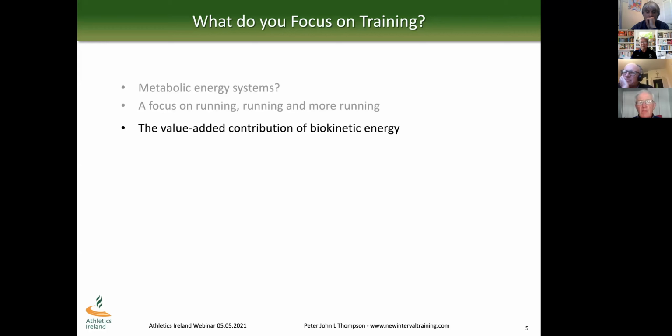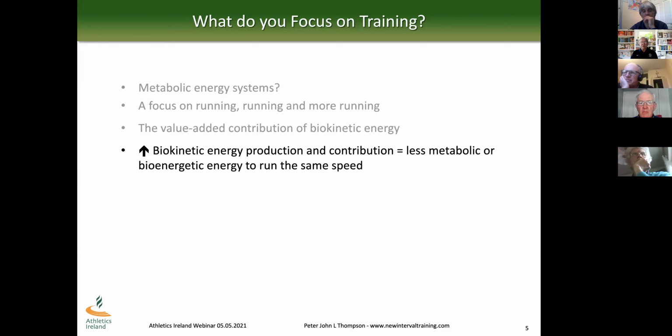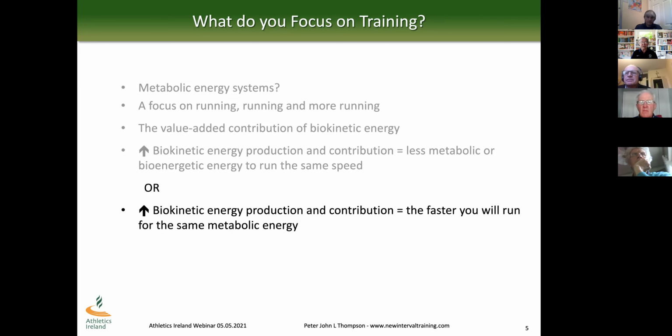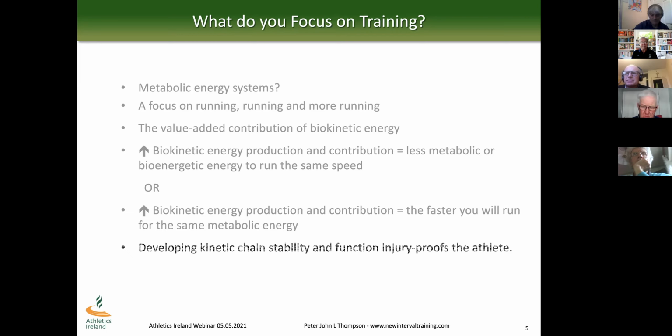So biokinetic energy has this ability, because it adds to metabolic energy, it's separate from but adds to. If we increase the amount of energy coming from biokinetics, then we need less metabolic energy for that same speed. Or the performance benefit is, for the same metabolic energy, if we increase biokinetic energy production, that adds to the metabolic energy, and the faster you'll be able to run for the same metabolic energy. So biokinetic energy acts to add to whatever the metabolic energy is providing.